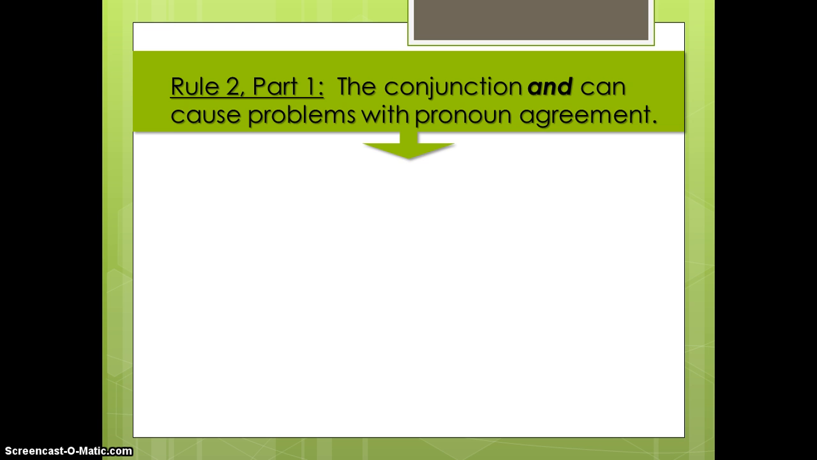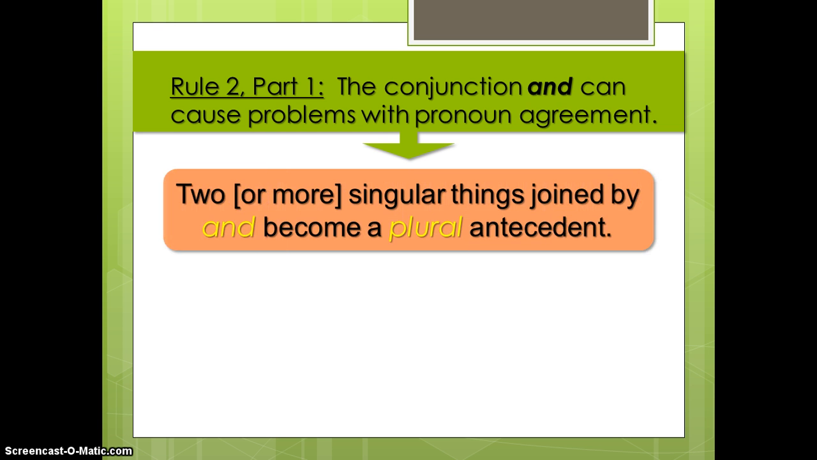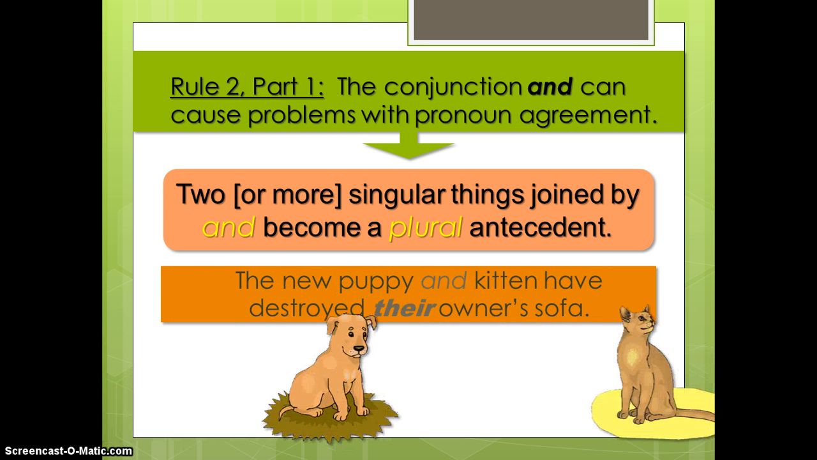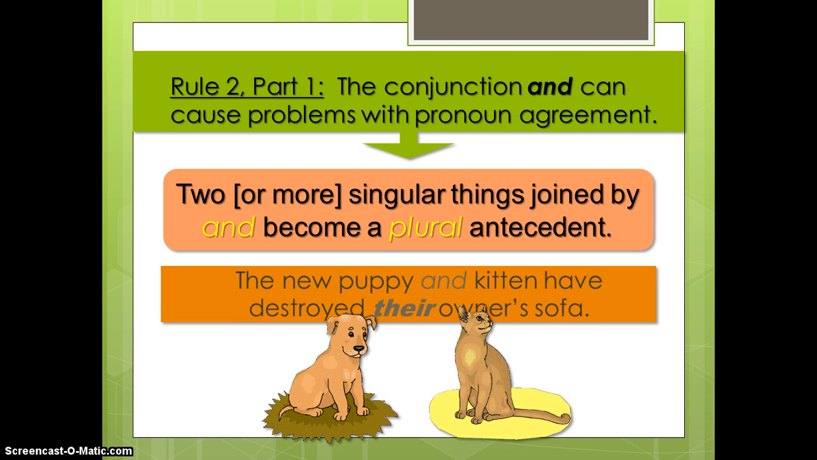Rule number 2, part 1. The conjunction and can cause problems with pronoun agreement. 2 or more singular things joined by and become a plural antecedent. That is rule 2, part 1. The new puppy and kitten have destroyed their owner's sofas. Even though we have a puppy, which is singular, and kitten, which is singular, the and requires us to use a plural antecedent.